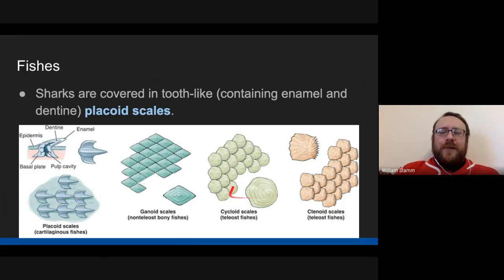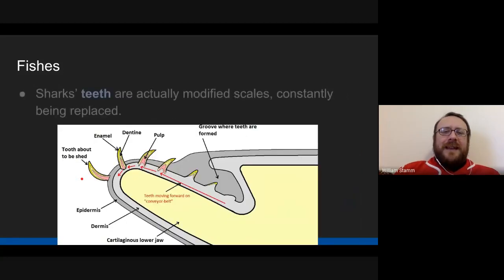Other fish, bony fishes, and things we'll talk about later, have a little bit more flat, not as tooth-like scales, but all sharks and rays have these placoid scales, they're called. And their teeth are actually modified scales. So they're actually made of these same dentine and enamel. They're made of harder substances. That's why they survive fossilized a little bit more.